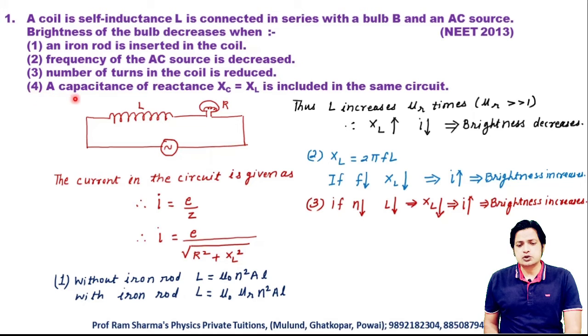A capacitance of reactance XC equal to XL is included in the same circuit. Now if XL is equal to XC, then we know that resonance will take place and the opposition will be minimum.